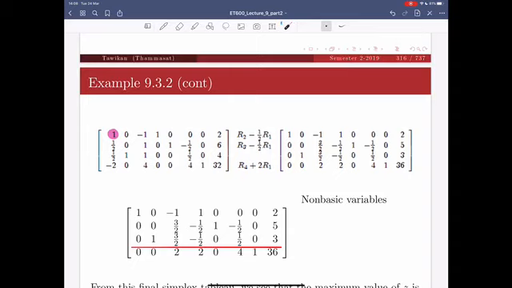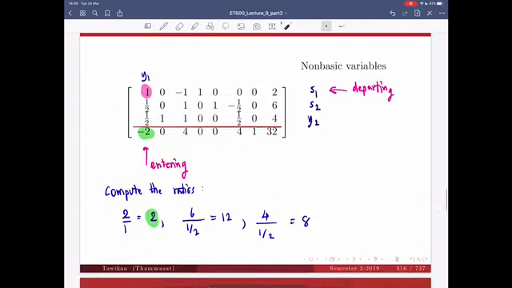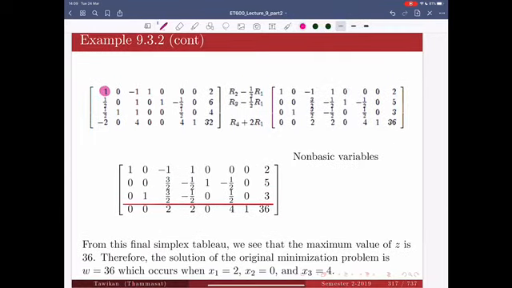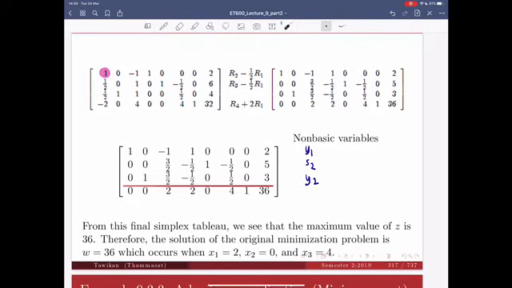And I'm going to update my non-basic variable. If you cannot remember, you can go back. In the previous step, the non-basic variables were S1, S2, and Y2, but S1 has departed and is replaced with the entering variable Y1. So the non-basic variable in the first row is going to be Y1. So we get the non-basic variables as Y1, S2, and Y2. Okay? Now we look at our bottom row.